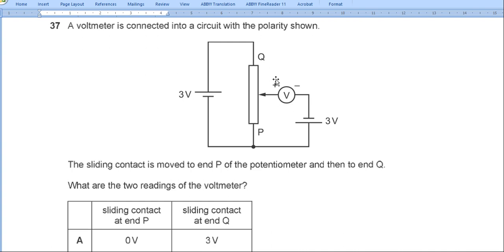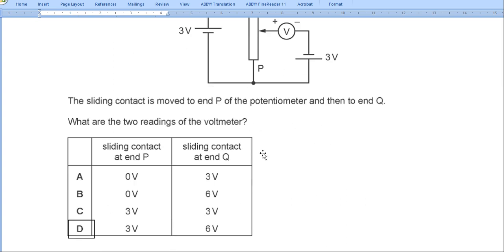And a voltmeter is connected into the circuit with the polarity shown. The sliding contact is moved to the end P and then to the end Q. What are the readings of the voltmeter? So of course, if we connect the voltmeter to point P, we will measure 3 volts. But if we also include some voltage from the potentiometer, we will get greater voltage. So the answer is D.